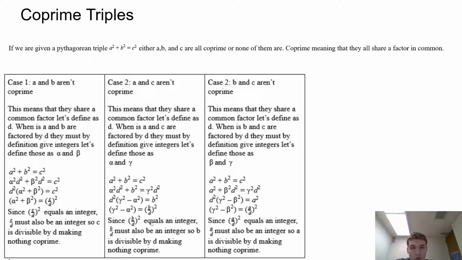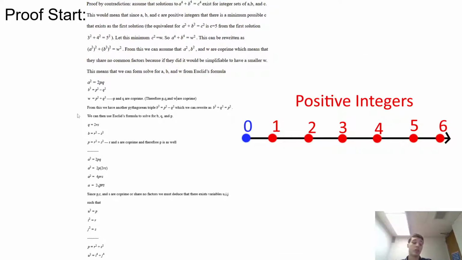We can do very similar going down with case 2, a and c not being coprime, and you'll find that b has to be not coprime with all of them as well, or b and c are not coprime, which makes a not coprime with all of them as well. So either they're all coprime or they're all not coprime. Let's go ahead and start the actual proof right here.